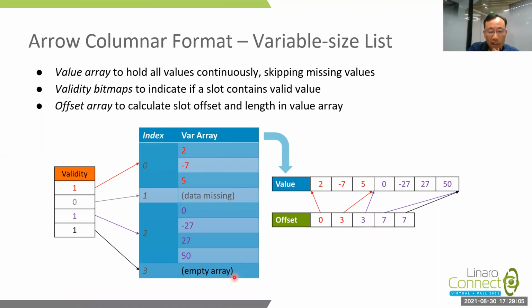For the missing data and the empty array, you can see the corresponding offsets are 3 and 3. That means the starting and ending points are pointing to the same position, so the size is 0. Also for 7 and 7, the last empty array's size is 0.